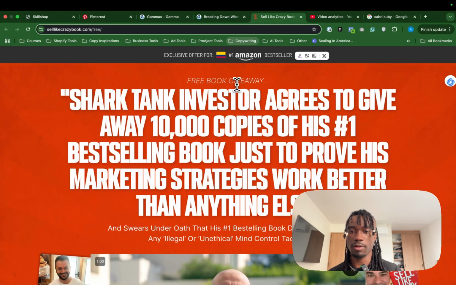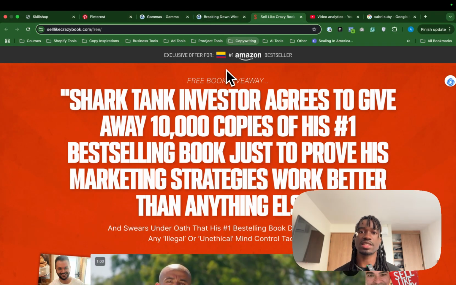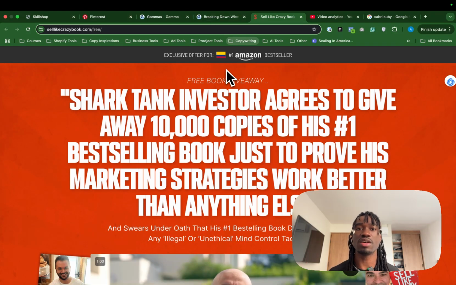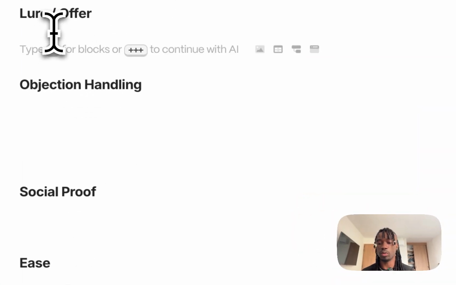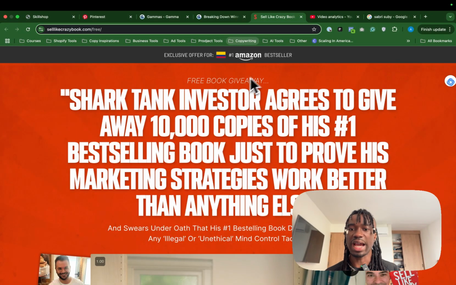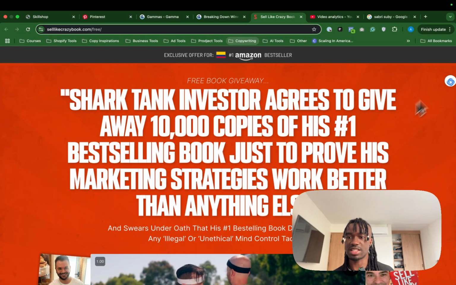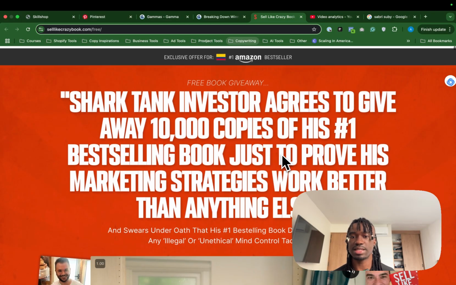bestseller, right? And it's a free book giveaway. Well, because it's a free book, this is a really great front end offer because you're giving something away for free. It's a very low barrier to entry. So the law here would be free book offer. And it works really great because, like I said, it's a very low barrier to entry thing to actually get into, which is amazing.